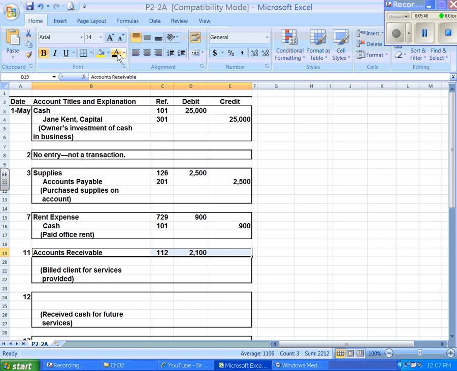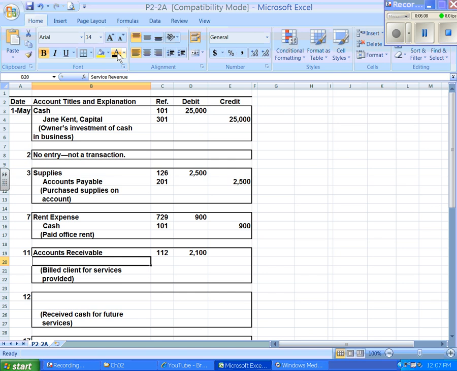Accounts receivable just means that this is something that we will be receiving. This client now owes us this amount of money, and I want to keep track of that until they actually pay me. But right now, this is something that's due to me. It's a receivable. I should receive this money in the future.